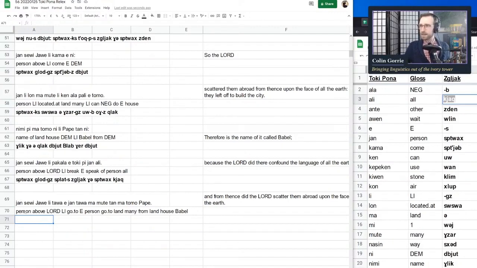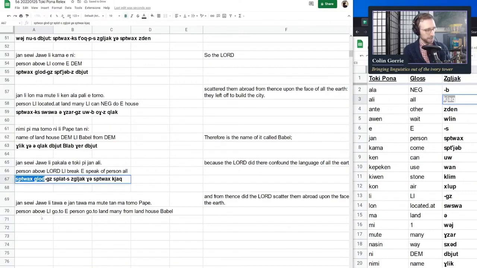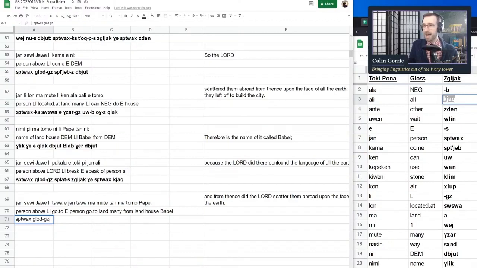Okay, so next up, what's next? Yansewi Yahweh li tawa e yantawa mamute tan ma tomopape. So here we can just go with our translation. Sptwach glod, the person above, translating the Lord. We have li introducing a finite verb, or potentially just coming after a subject. For some reason, I want to translate this as a verb finiteness marker rather than as a nominative case marker.